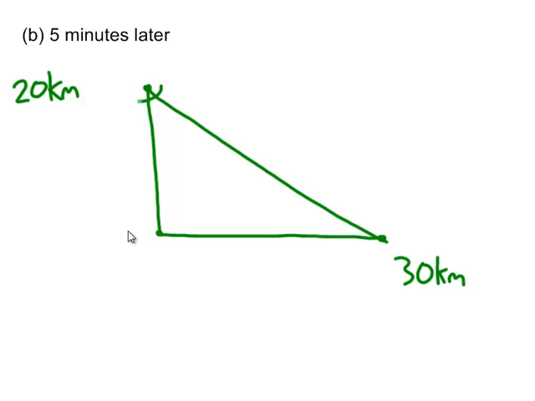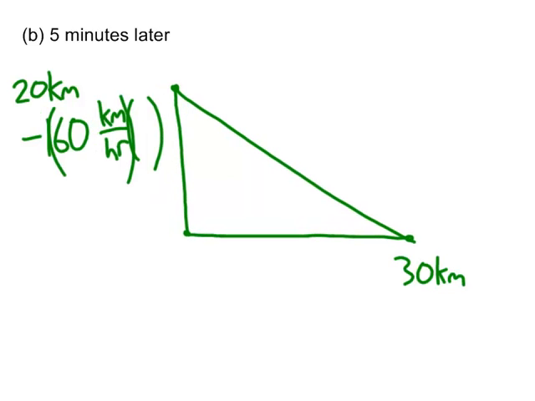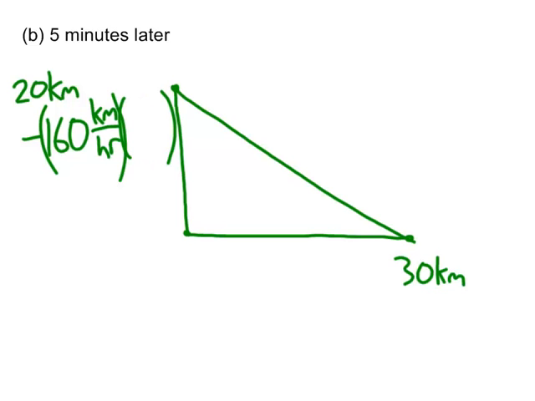Well, keep in mind that this cop car was traveling southbound at 160 kilometers per hour. And remember, that resulted in a negative 160 dy over dt value. So negative 160 kilometers per hour times however many hours the car has been traveling. And we are interested in 5 minutes later. So we've got some mixed units here. We've got kilometers per hour, and then we're given some piece of information in 5 minutes. So we need to resolve that.